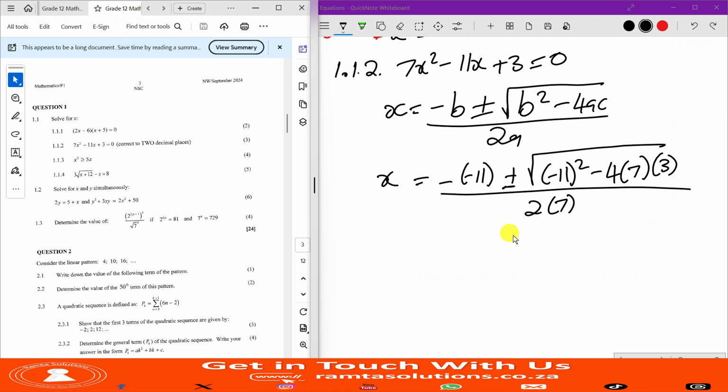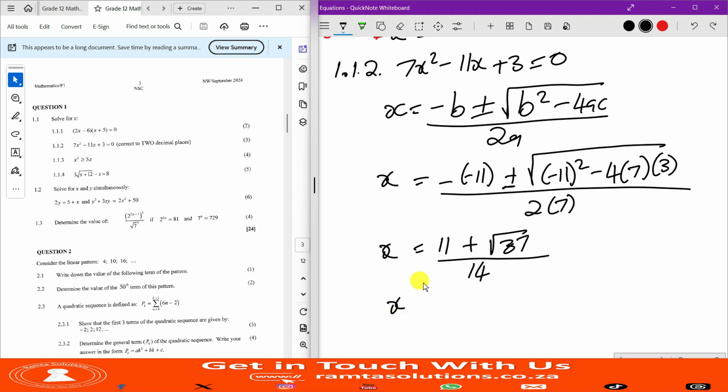All right, proceeding. What is under the square root? Negative 11 squared will be positive 121. So 121 minus 4 times 7 times 3, which is 84. So 121 minus 84 will be 37. So this becomes the square root of 37 all over 14.